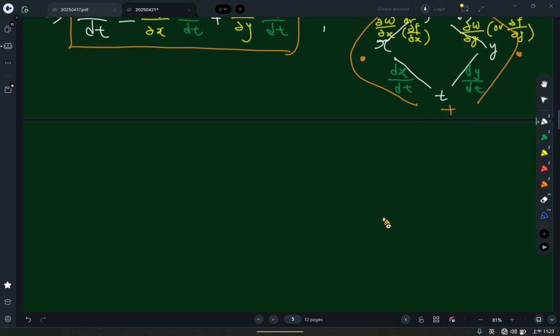So now we can extend the idea to three variables. So this is for the chain rule.